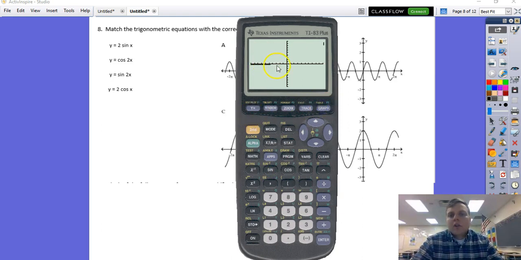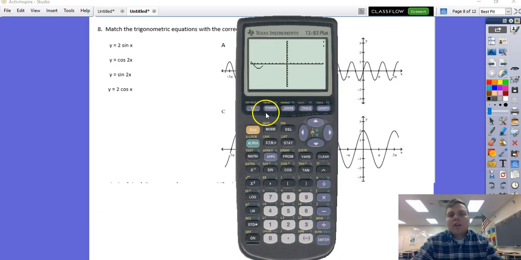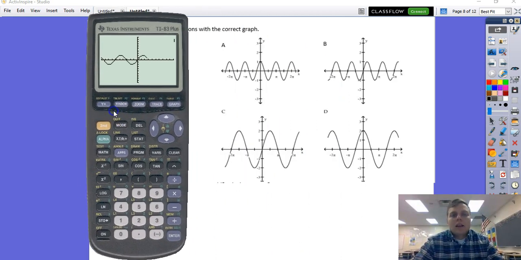Now first off, you notice my graph looks nothing like any of these. That's because I'm currently in degree mode. For some reason, calculators like us to do trig equations, sine, cosine, when graphing them, to be in radian mode. So if I change it to radian mode and I hit graph, we're going to see it look a whole lot nicer.